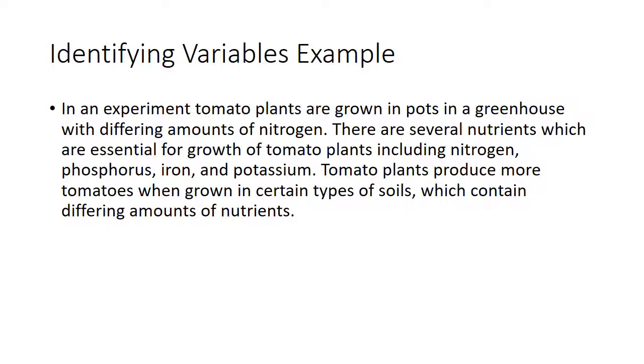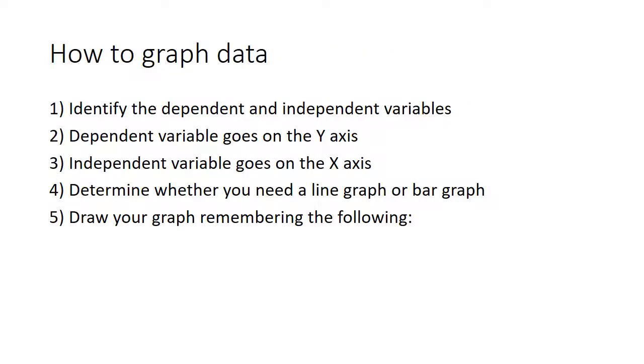And those are your control variables. Okay, so let's talk about how to graph the data. The first thing that you want to do is make sure you can identify the dependent and independent variables. Then you need to remember that the dependent variable always goes on the y-axis. The y-axis is the vertical axis. The x-axis is the horizontal axis.